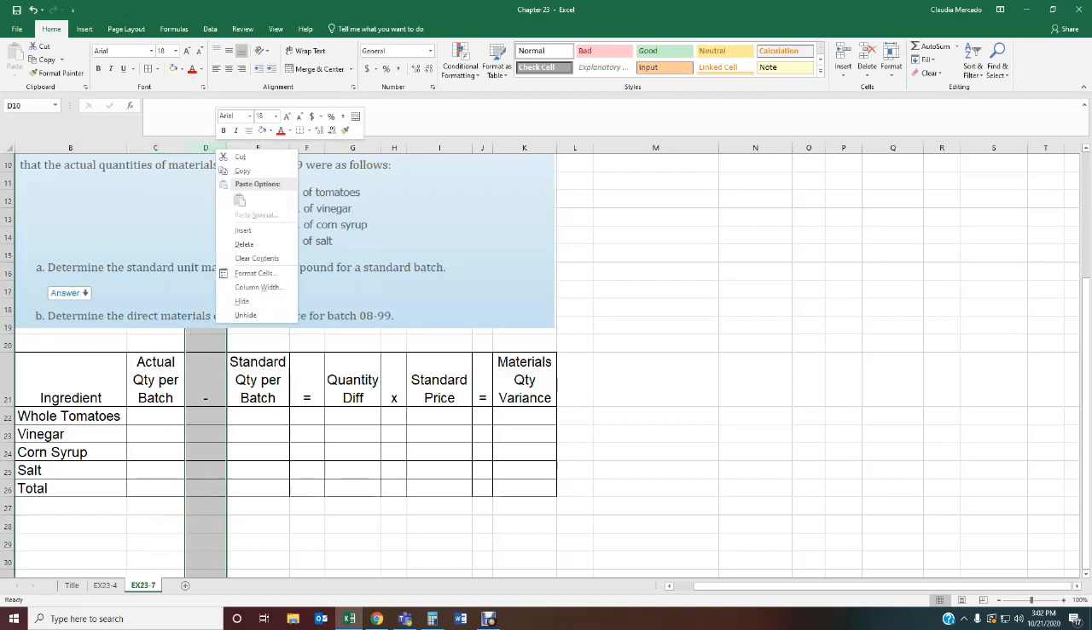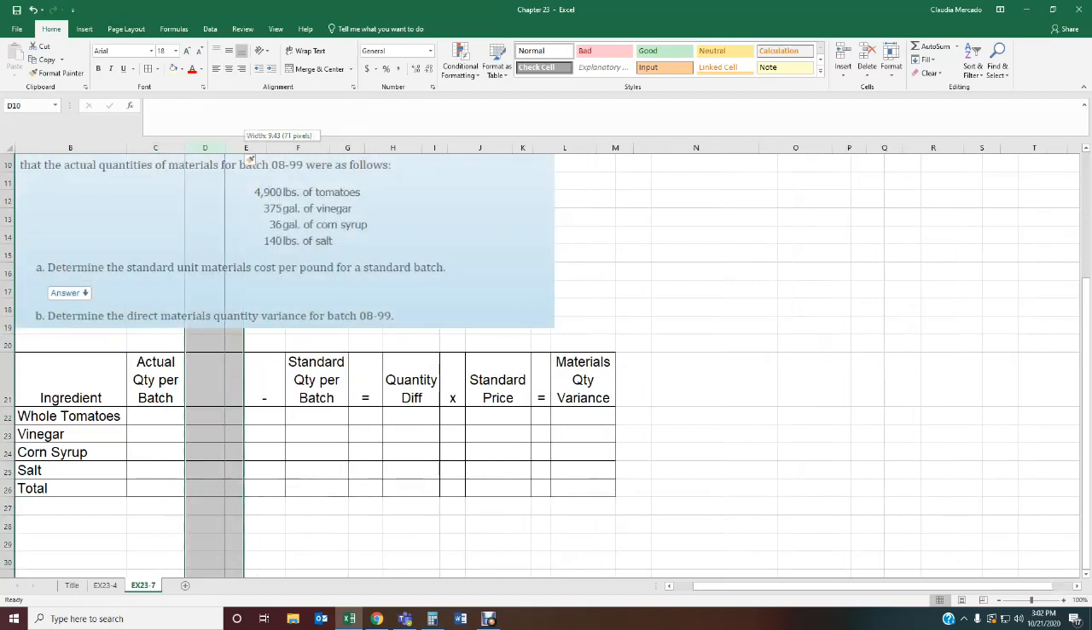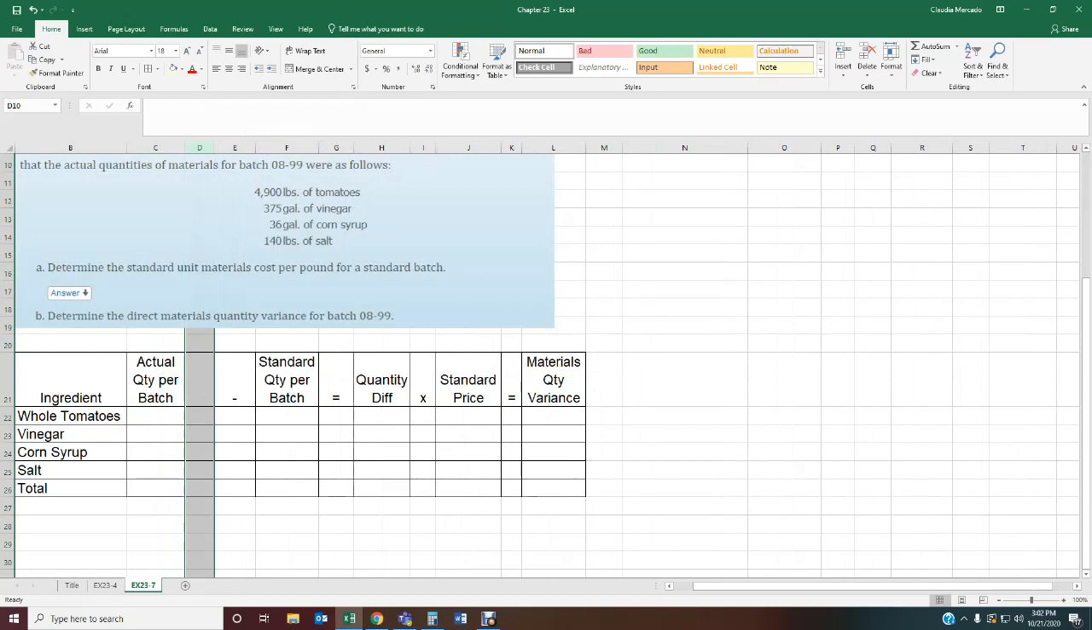So, the actual quantity spent, I'm going to first enter all of my actual figures. And let me insert another column here. That way, just like I did with the other one, I can go ahead and identify what kind of material it is. So, for my white tomatoes, I've got 4,900 pounds of white tomatoes. This is in pounds. Then I've got 375 gallons of vinegar. I've got 36 gallons of corn syrup, and I've got 140 pounds of salt.